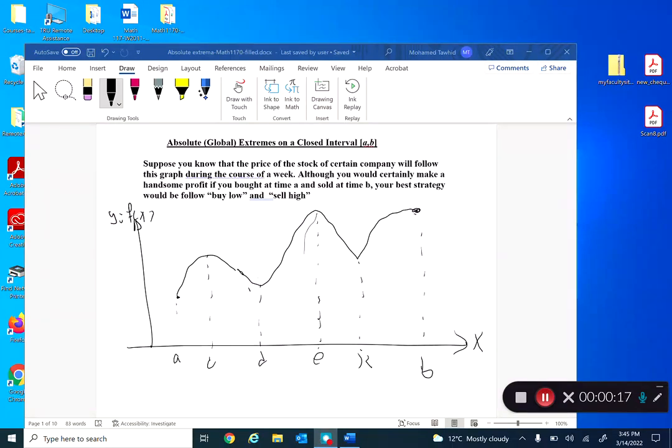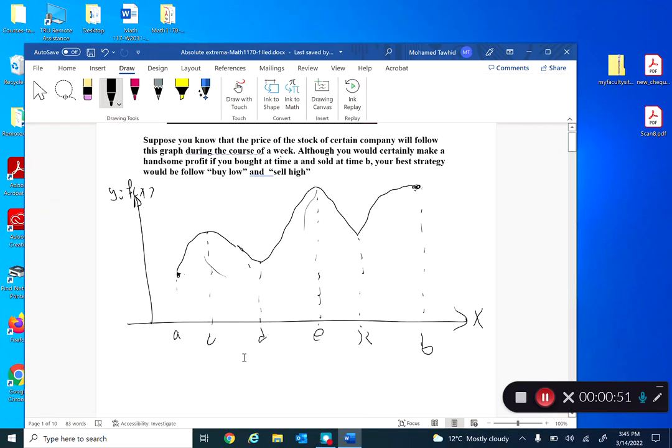Suppose you know that the price of the stock of a certain company will follow this graph. Here is the graph, starting from A, over the course of a week. You would certainly make a handsome profit if you buy at the low price A and sell at B, which is the highest price, right? That will be a good strategy. So our goal here is to give characterizations of the minimum and the maximum.